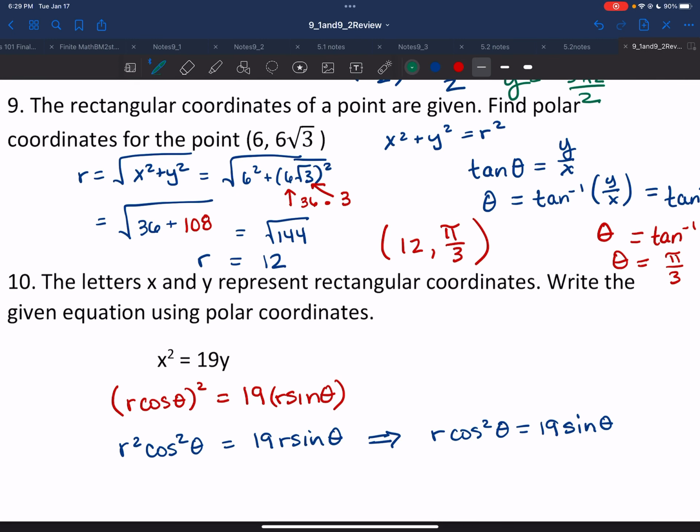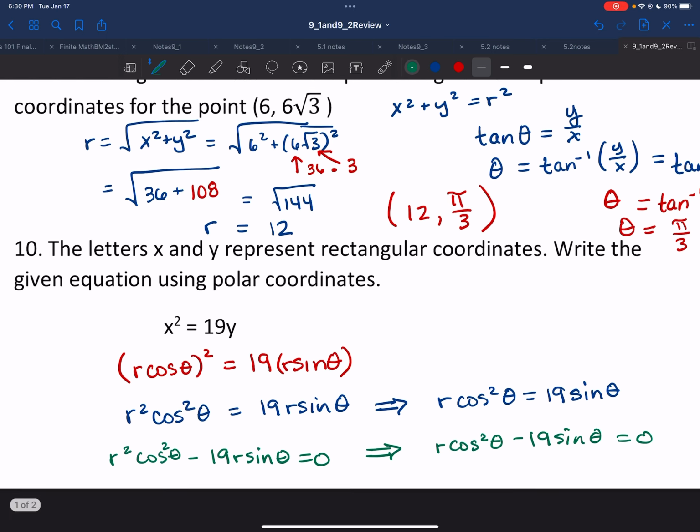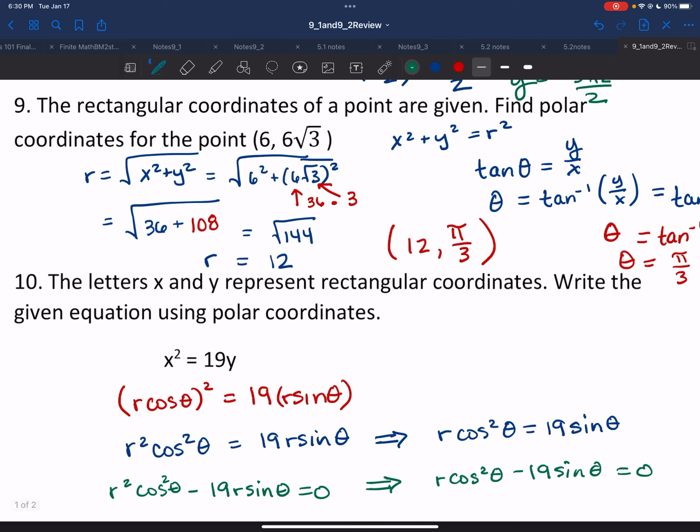The other thing that you might see is they want it to all be on one side. So you might see it as R squared cosine squared theta minus 19 R sine theta equals 0. Or again, another version where it's R cosine squared theta minus 19 sine theta equals 0. Okay. Let's take a look at the back side. And the reason why I'm showing you all these is in case on the ACT it shows up and you need to be able to pick it out of a lineup. I'm okay accepting all 3 of these versions.